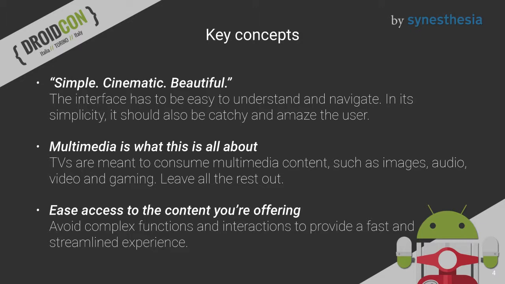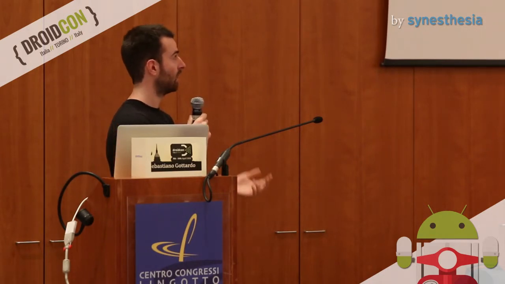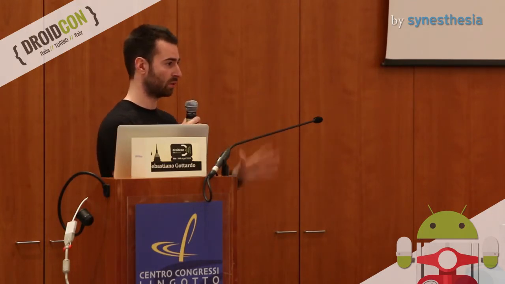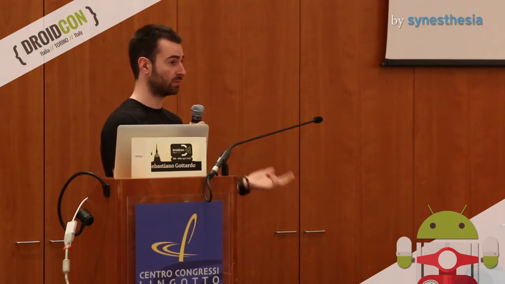The first one is that the user interface has to be simple, cinematic, and beautiful. Just imagine the scenario where the user is laying on the couch, chilling. He doesn't want to be bothered figuring out how your application works or how he can get access to the content. He just wants to press a button and see the content. He's watching on a big, 50-inch, beautiful screen, so he expects it to be amazing. Keep in mind that the interface has to be both simple and beautiful to the user.